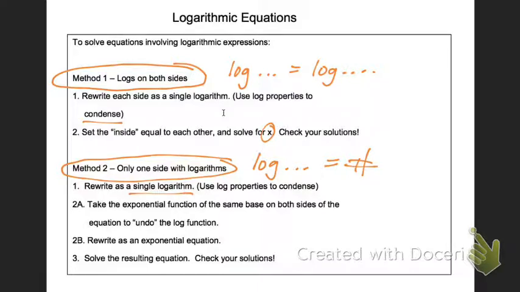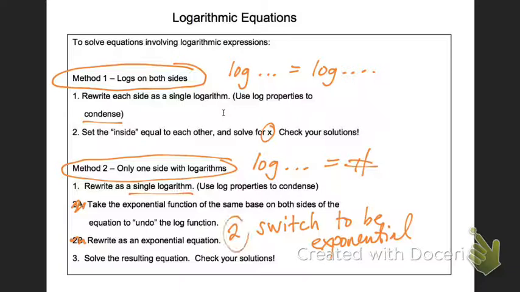Basically, you're going to turn it into an exponential. That's when you bring the base up and then switch the x and y, like we've done before. And then you solve the resulting equation. So instead of saying 2a and 2b, they both mean the same thing. Switch it to be exponential would be step 2, and step 3 would be solve the equation.